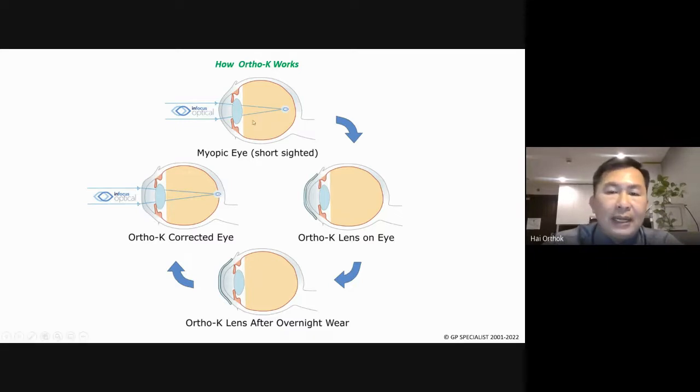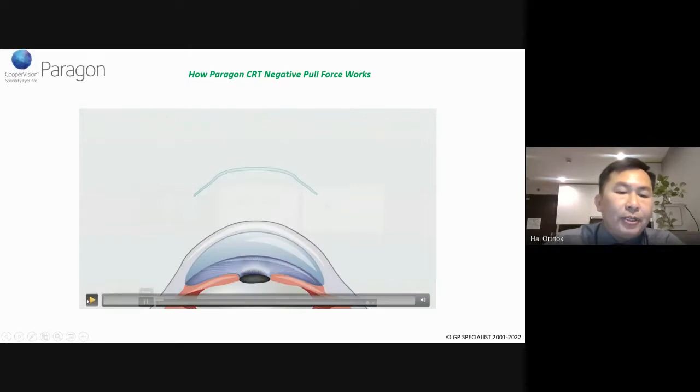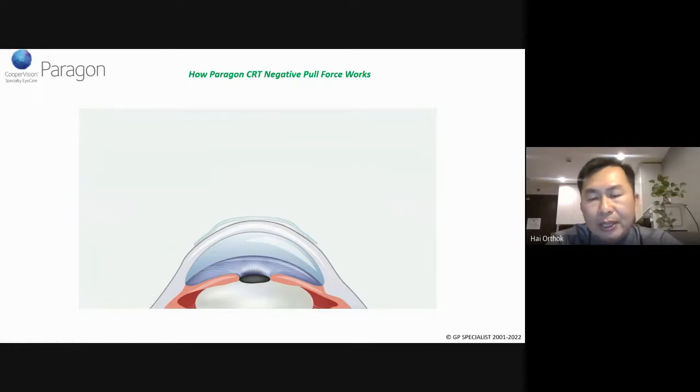Before, the myopic eye is as most people know. After the treatment, we have Ortho-K molding the cornea and bringing in the morphology of flattening the central cornea, bringing the cells and liquid to the periphery, and providing a flat cornea able to focus the light on the retina. The video will show you how Paragon CRT actually molds the cornea after 6 to 8 hours.